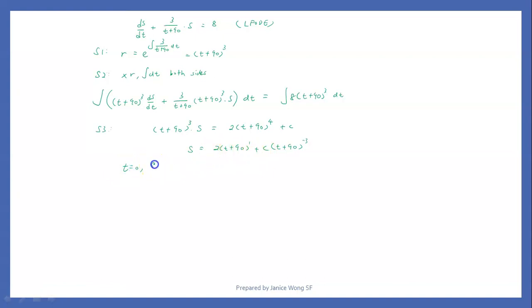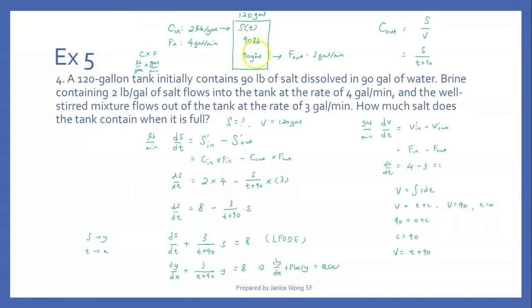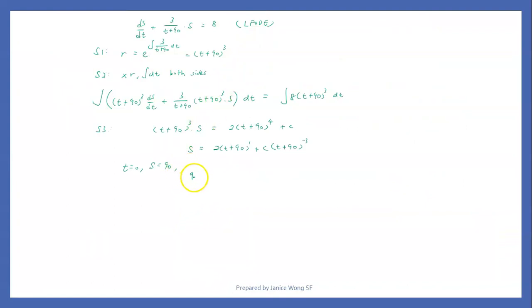When t is 0, the amount of salt S is 90. Check that, see. Initial condition, 90 pounds of salt, 90 gallons of water. Substitute it, 90 equals to 2 times 90 plus C, 90 power of negative 3. Solving C, we get negative 6561,000. Therefore, the S function will be 2 times (t+90) minus 6561,000 times (t+90) power of negative 3.